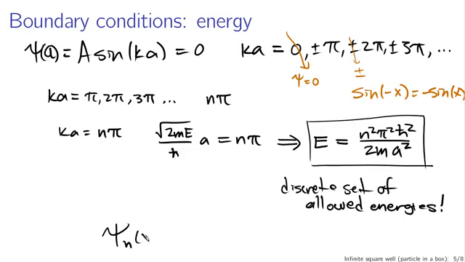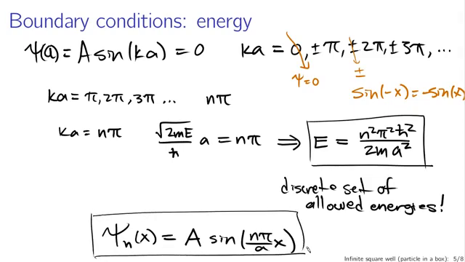We don't have just any possible value, and they're going to be big A, a normalization constant, times the sine of, and if you substitute all of this back in, Ka is n pi. What we end up with is n pi over a times x inside our sine function. This is our wave function, the spatial part, our solution to the time-independent Schrodinger equation. There's only a discrete set of them, and that's interesting. That is the quantum in quantum mechanics.